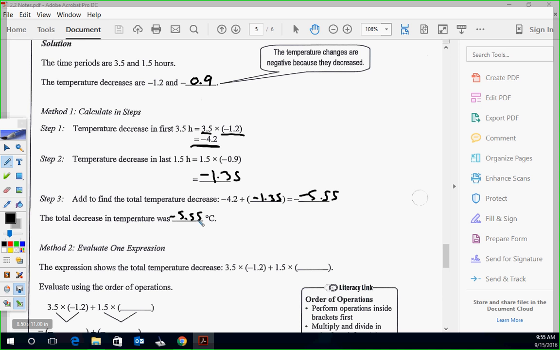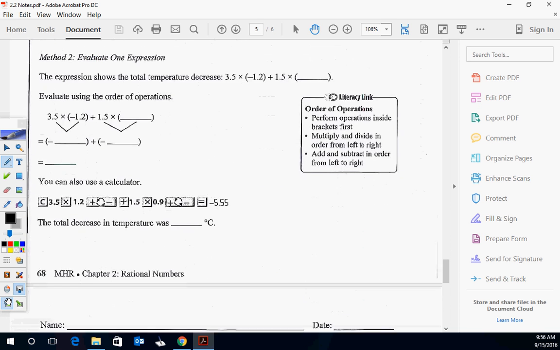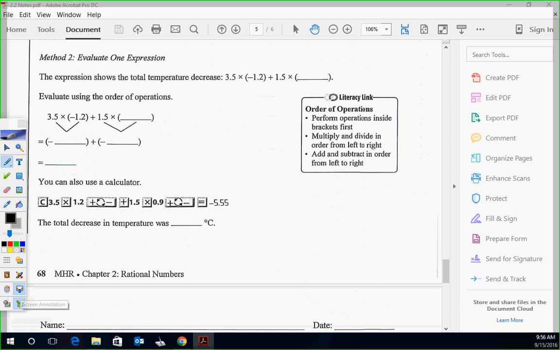Evaluate one expression. The expression shows the total temperature decrease. So let's see what they're doing here. So method 2 is just kind of putting it all together with ordered operations, and shows 3.5 times negative 1.2, 1.5 times negative 0.9. So they're just doing order of operations setup. Here was the first time frame. Here's the second time frame. Since these are multiplied in order of operations, we're going to do these first without the brackets. I just bracketed them so you could see it clearer.